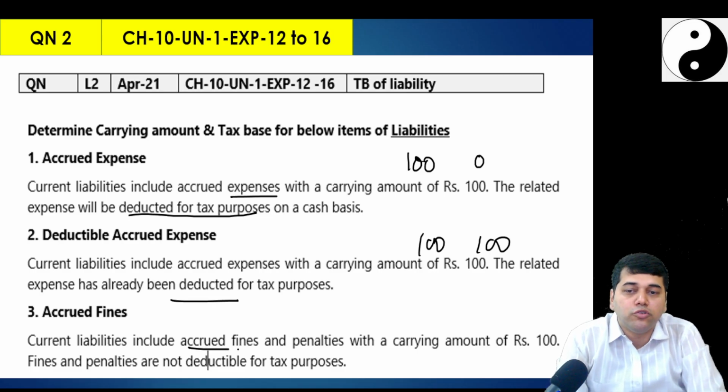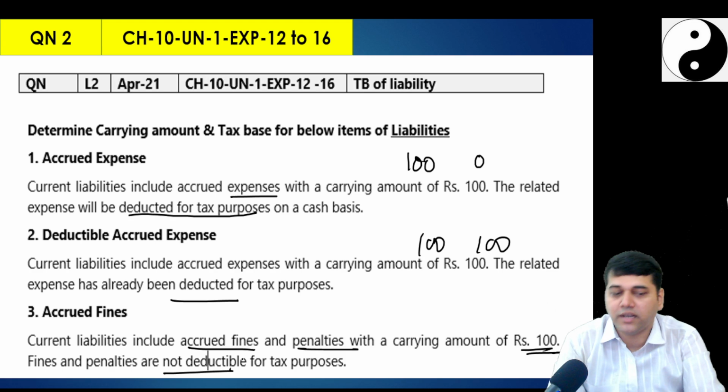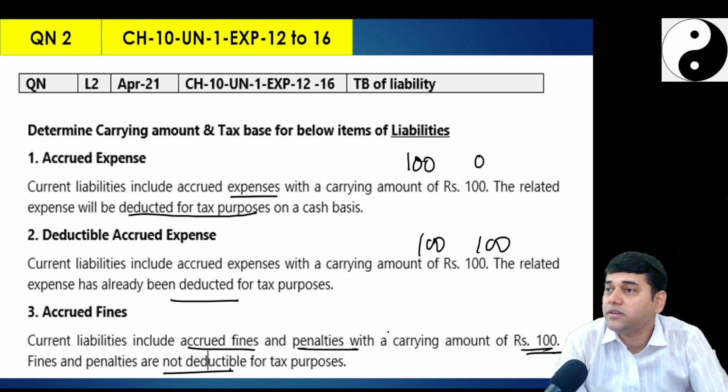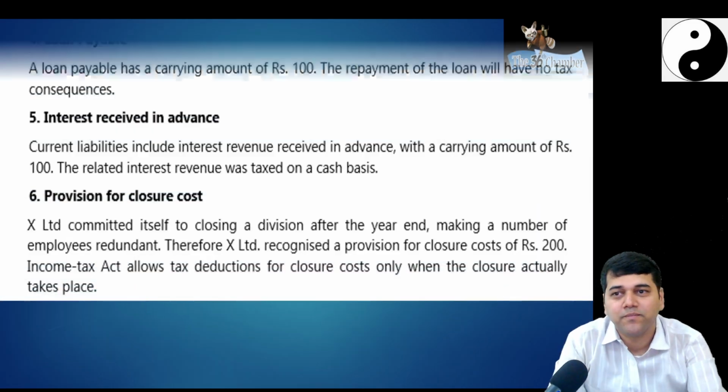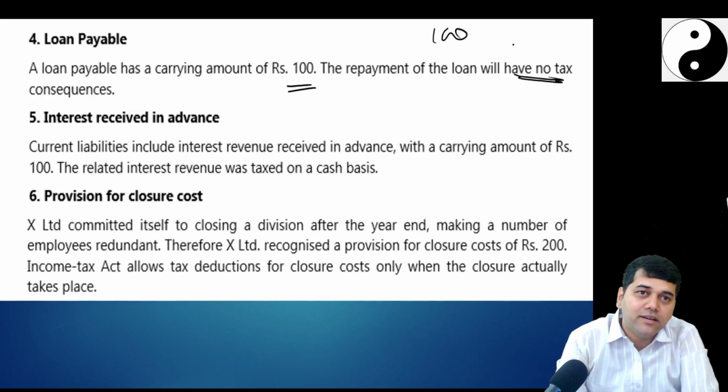Current liabilities include fines and penalty, 100 rupees. This is not deductible for tax purpose. 100. Very good. What did you say? Permanent difference. Loan payable with carrying amount of 100. And when you repay this loan, it has no tax consequence. 100.